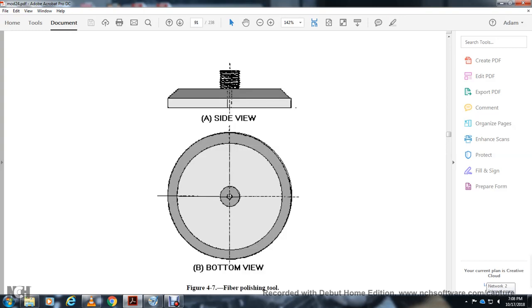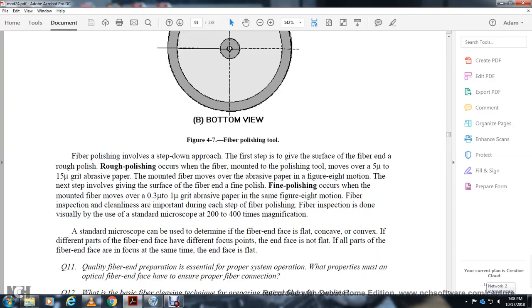This shows the side view and end view of the fiber polishing tool. Fiber polishing involves a step-down approach. The first step gives the surface of the fiber end a rough polish: move the tool in a figure-8 motion on the rough abrasive paper. The next step gives the surface of the fiber end a fine polish, moving at 0.3 or 1 micron grit abrasive paper in the same figure-8 motion.